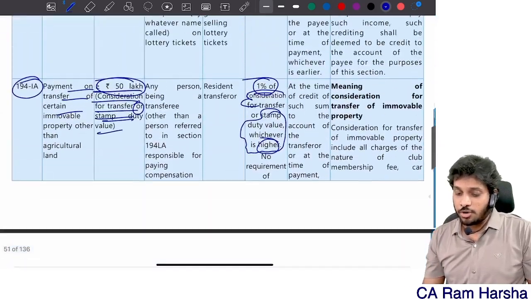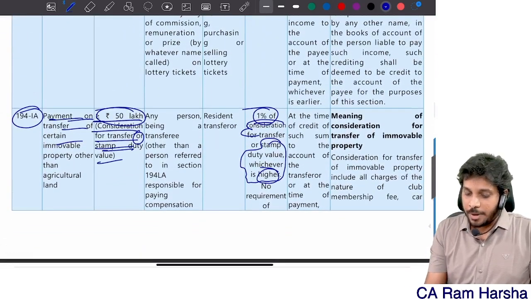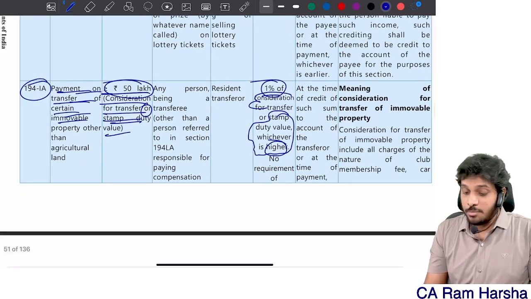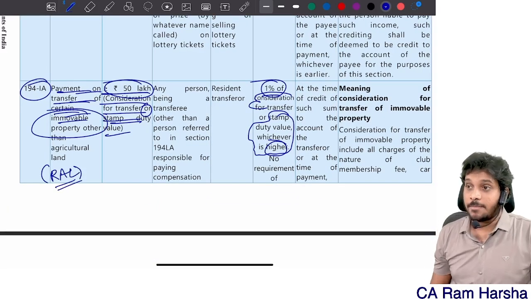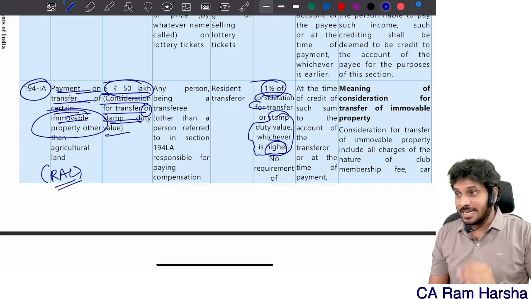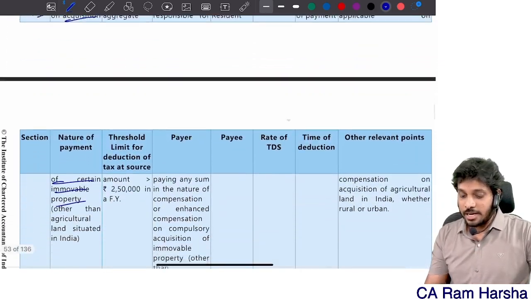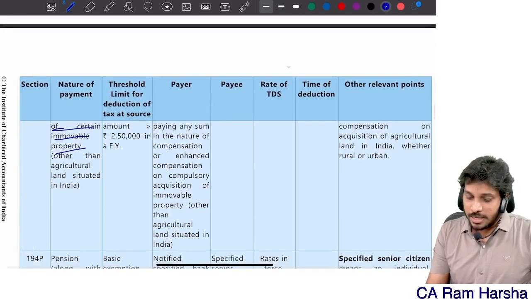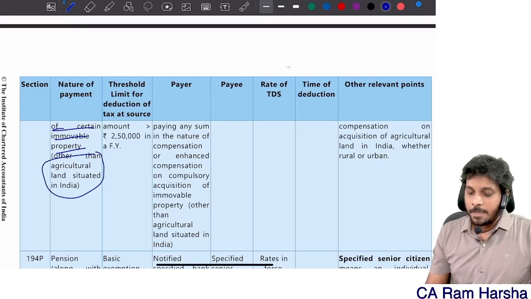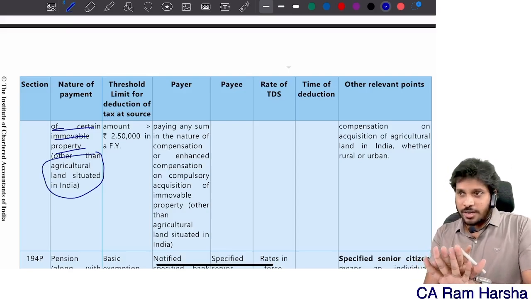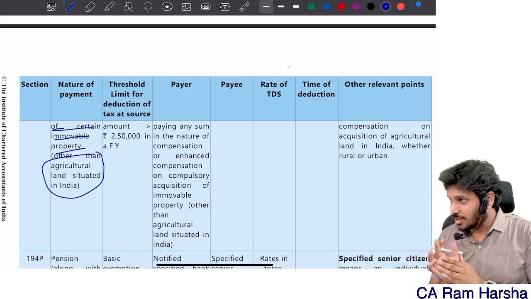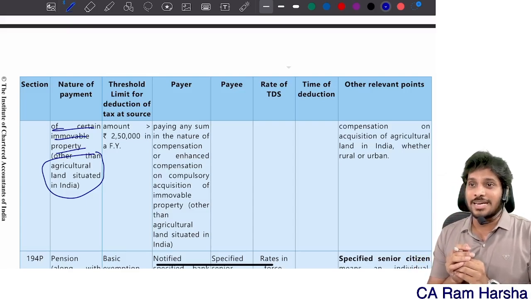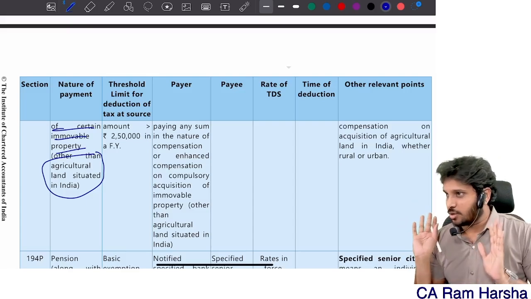One important point I want to observe here. Under 194IA they said payment on transfer of immovable property. Immovable property means every immovable property other than rural agricultural land. Other than rural agricultural land. Whereas in 194LA, actually, they say including rural agricultural land. What is it actually? Including rural agricultural land. Technically speaking, it is including rural agricultural land.